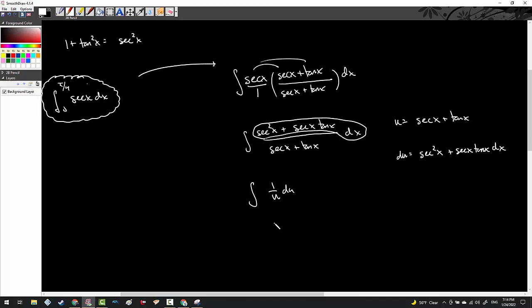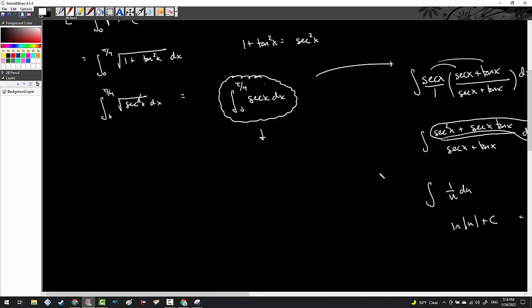And that right there is my linkage to become 1 over u du, which is going to become ln of the absolute value of u plus c, which is going to become ln of the absolute value of secant x plus tan x plus c. And that is going to be what I plug back into here. So every once in a while in BC, you'll see me do this, not replace the limits of integration, because sometimes it's just not really going to help me.